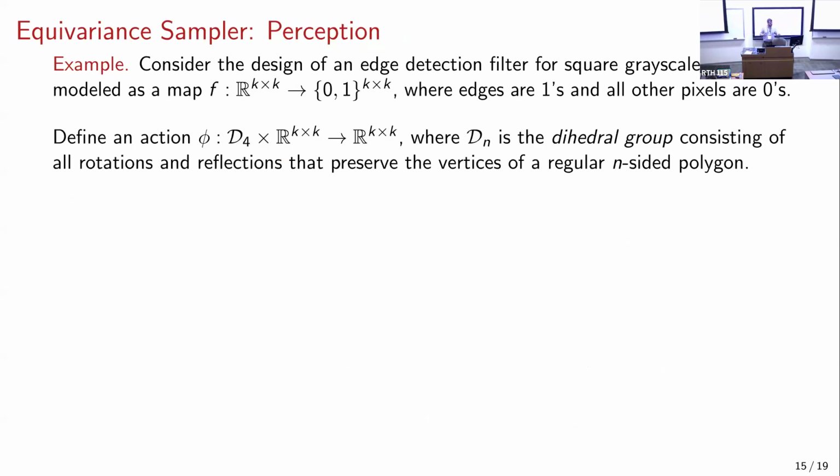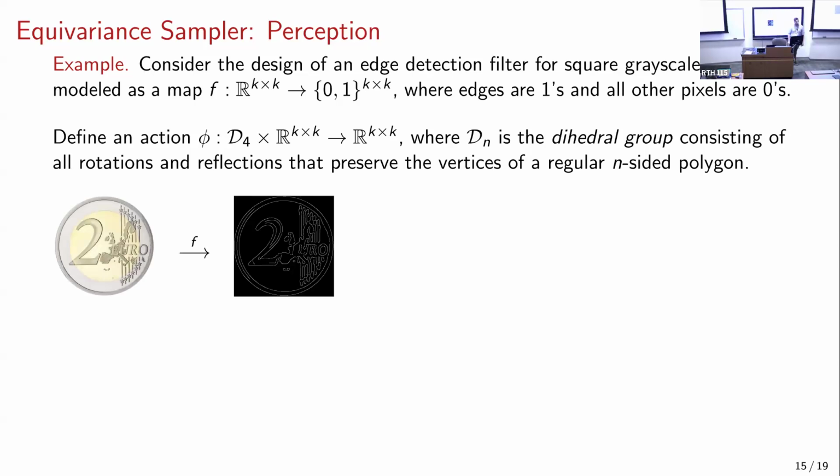We're going to define an action of this discrete group called the dihedral group, which consists of all the rotations and reflections that preserve the vertices of a regular n-sided polygon. Here our polygon is a square, because we're thinking about square images. Think about all the ways we could rotate or reflect that square in order to keep the vertices at the same points, right? Now let's think about our edge detection filter. It should take an image like this, and it should map it to an image like this, where we've called out all the edges, right?